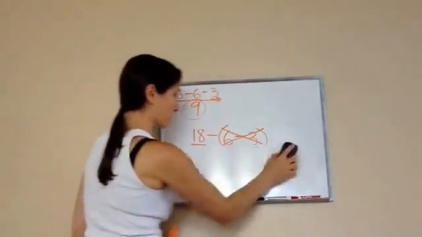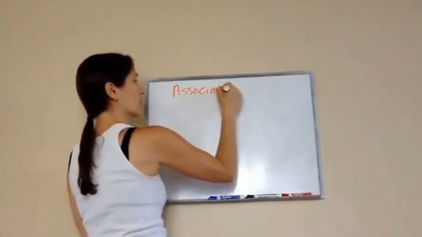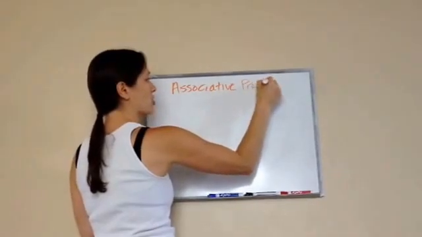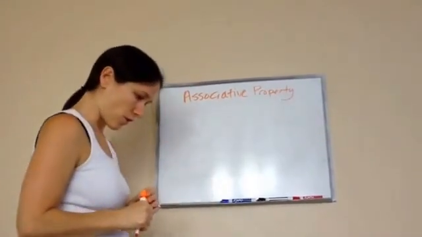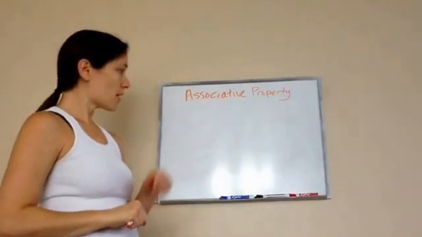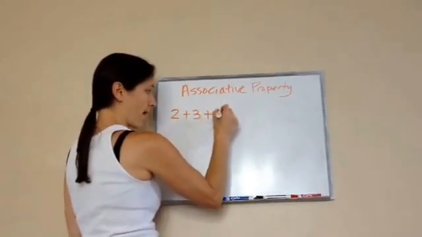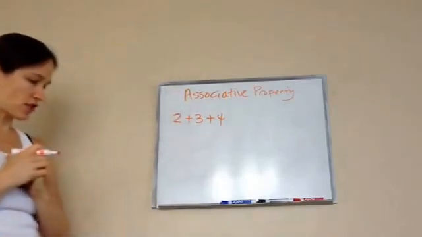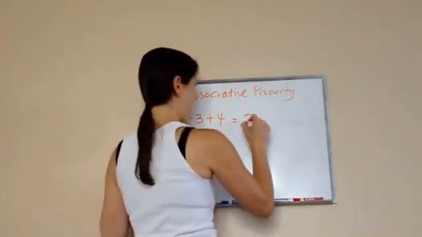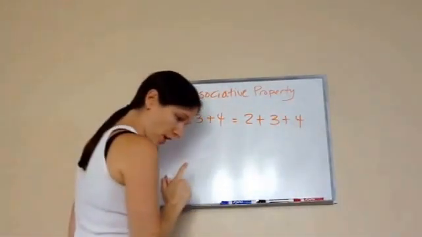Okay, very good. Now, let me show you this. There's something called the associative property. Write this down for me. You might have learned this last year in a very small form. Okay? The associative property says this, that I can take 2 plus 3 plus 4, and I'm going to put parentheses around different numbers. Watch this.